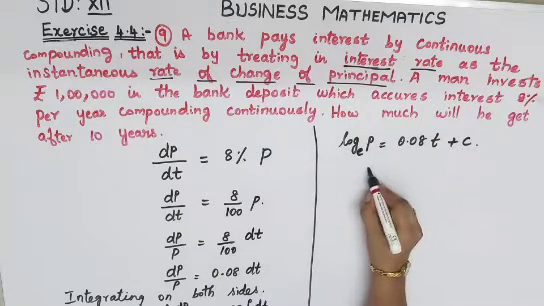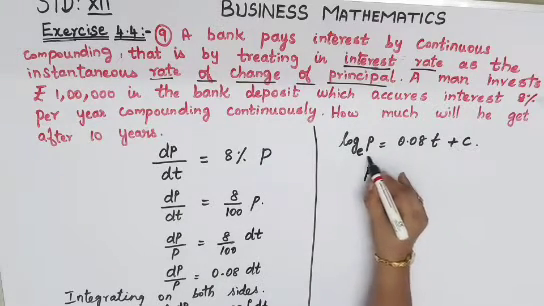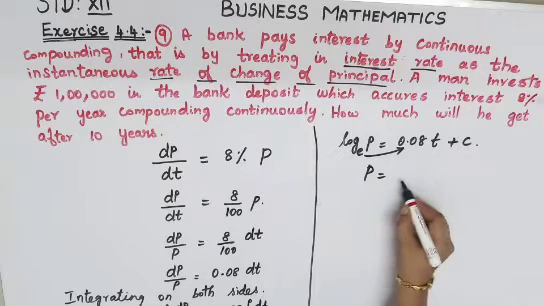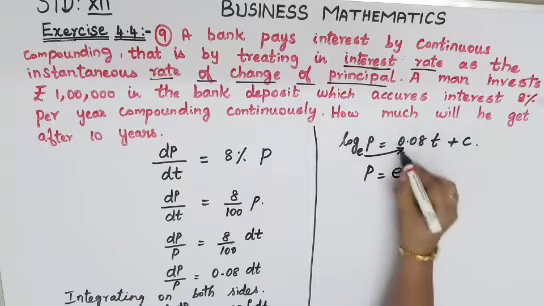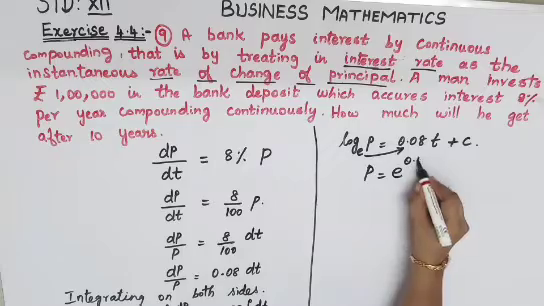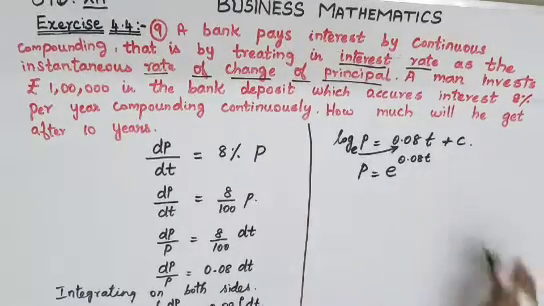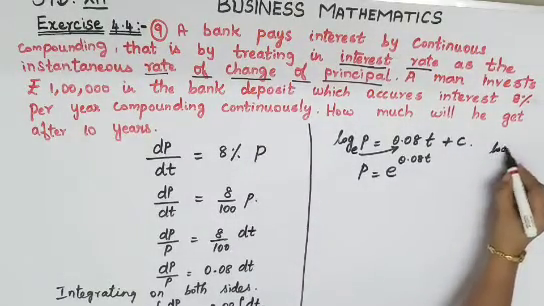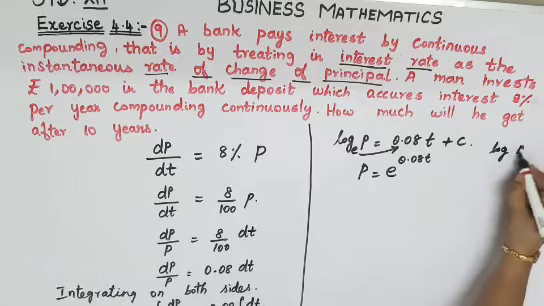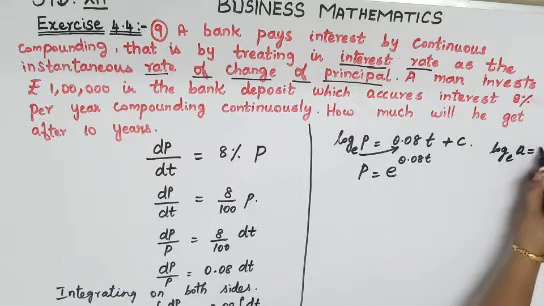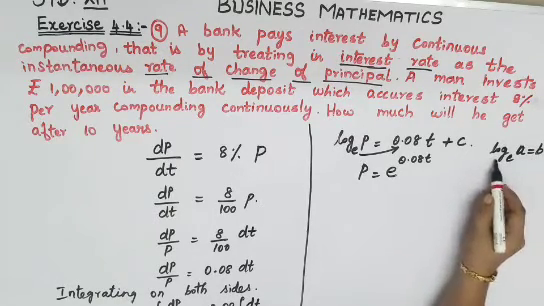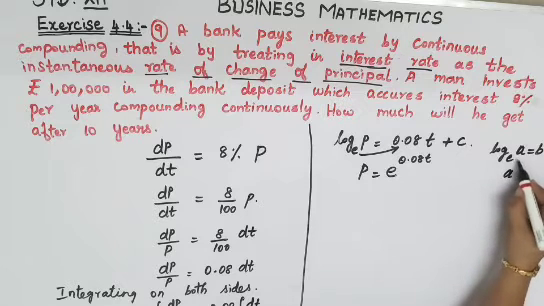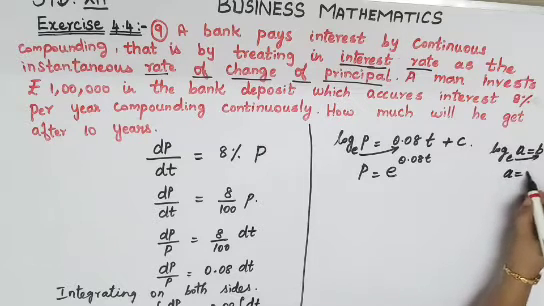So removing your log, p is equal to, this e should go that side. So it is e to the power 0.08t. The log format is log a to the base e is equal to b, means if you want to remove your log, a will be there, e should go that side, that is equal to e to the power b.